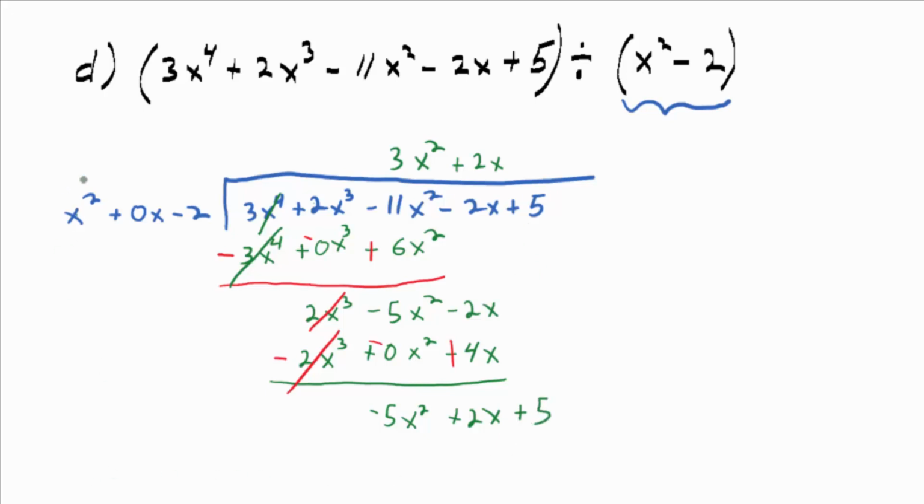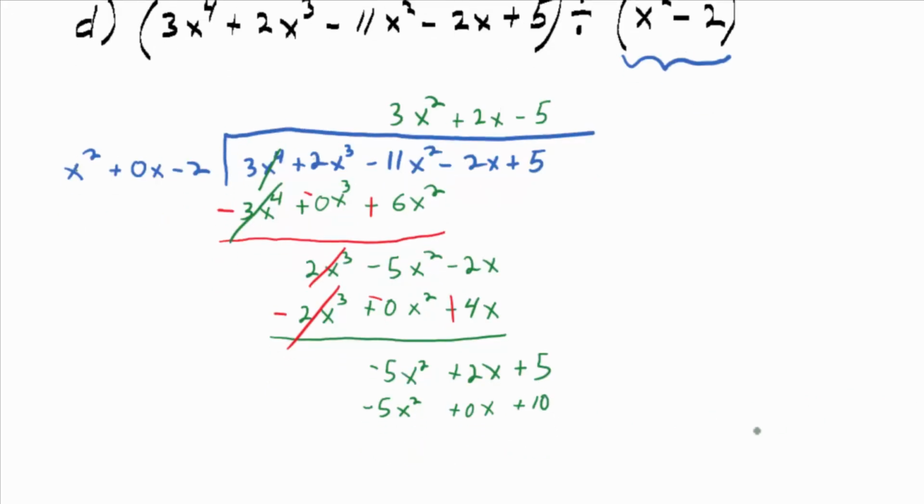What can I multiply x squared by to get negative 5x squared? So minus 5. Then distribute the minus 5 to x squared plus 0x minus 2. What do you get? Put the result right here. Minus 5x squared plus 0x plus 10. Okay, add them up. What's left?